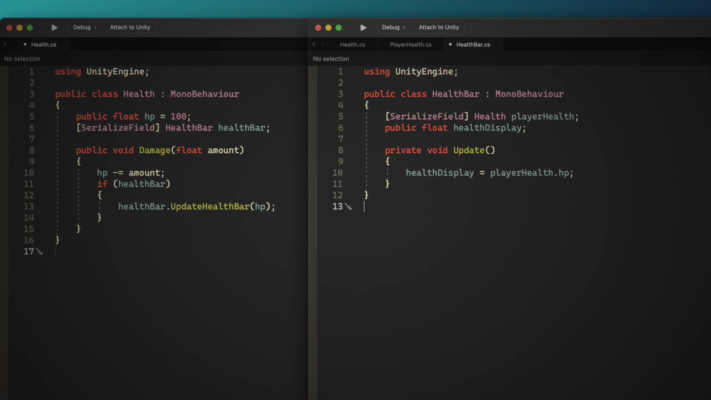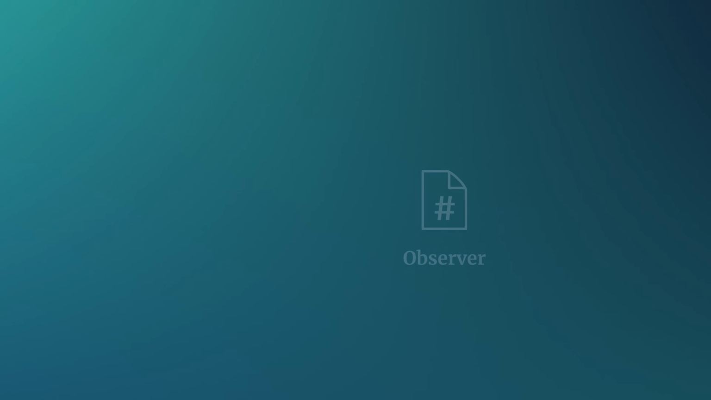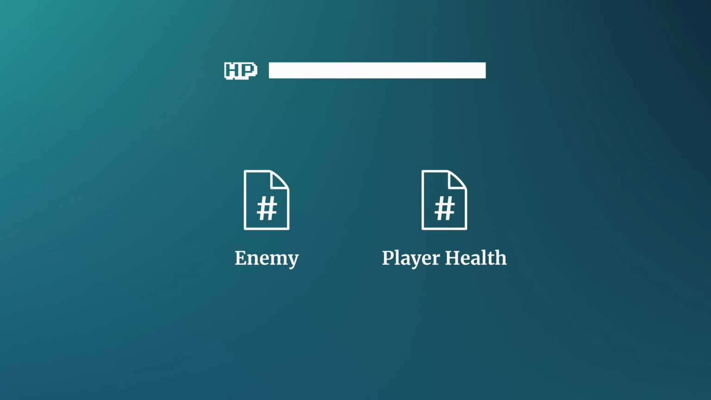Instead, an alternative option is to use the observer pattern. The observer pattern is a design approach that allows a script, an observer, to subscribe to the events of another class, a subject. This allows an observing class to act in response to things that happen in your game. For example, in this case the health bar is the observer, and updates its display whenever the health script, the subject, takes damage. Now, instead of managing another system's response to its own logic, all the health script needs to do is manage its own data.